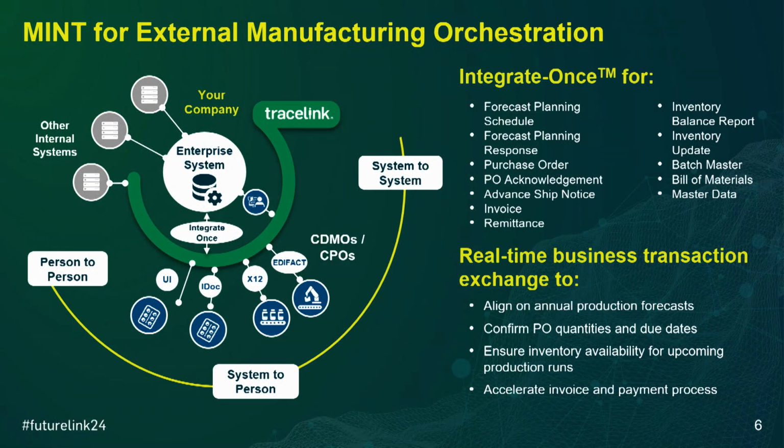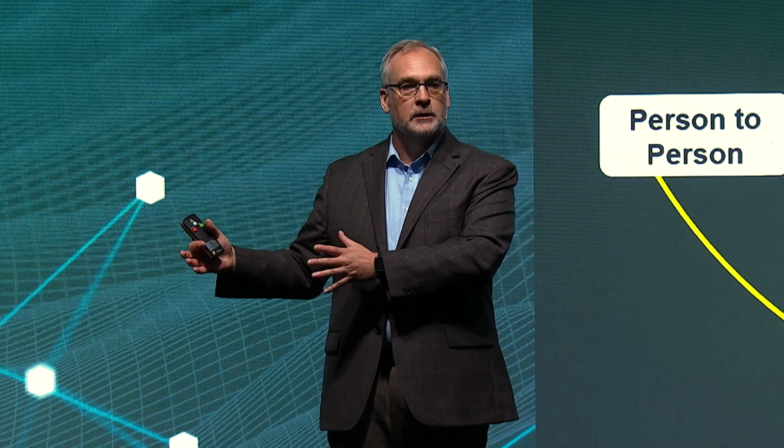And so with Mint for external manufacturing, that Moise will start to take us through, it's that integrate once across a number of transactions involved in the orchestration process between an MAH and a CMO: the forecasting process, purchase orders, acknowledgments, advanced ship notices, invoicing, understanding inventory, updating inventory, bill of materials, whatever it might be, really looking holistically at how do we orchestrate digitally the relationship and the process between a pharmaceutical company and their strategic partners.